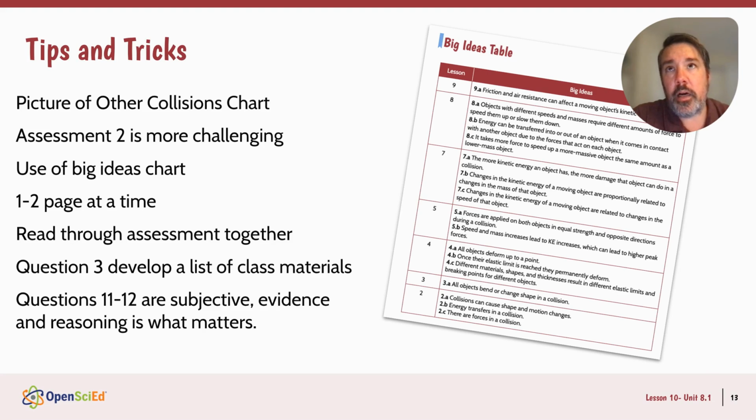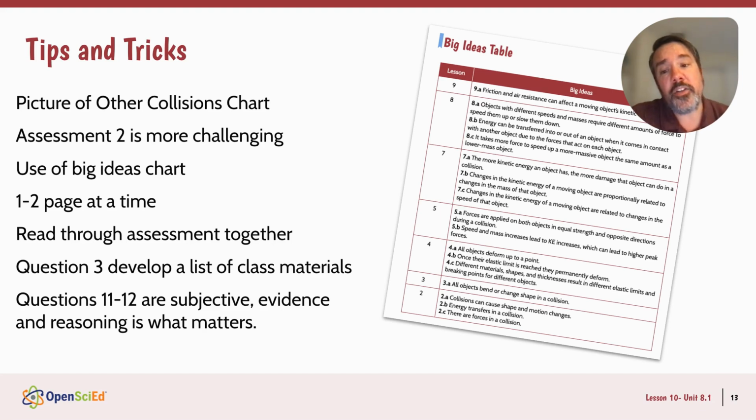In the assessment, there is a question. Question number 3 asks the students to design an experiment. And I think it's helpful if students are reminded of some of the class materials we've used throughout. Essentially, we're looking for kids to say things like maybe a fan, maybe the cart, maybe the launcher. So it might be helpful to have a class list somewhere that can indicate to students what materials we've used throughout the unit.